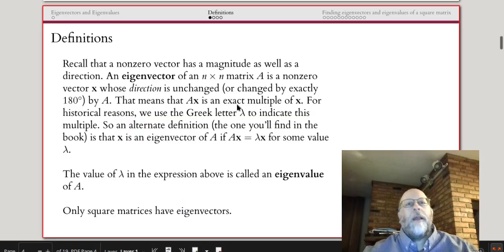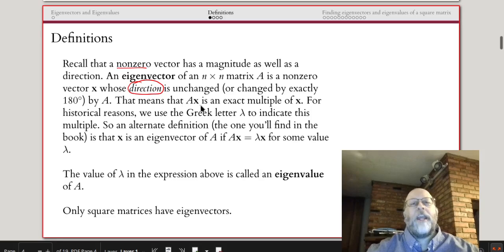So we're going to do some definitions. We're looking at non-zero vectors. A non-zero vector has a magnitude and a direction. An eigenvector of a matrix is a non-zero vector whose direction is unchanged by A. Or if it does change, it flips by exactly 180 degrees. Because flipping by 180 degrees we can describe as being scaled by a negative amount. So unchanged is a positive scale.